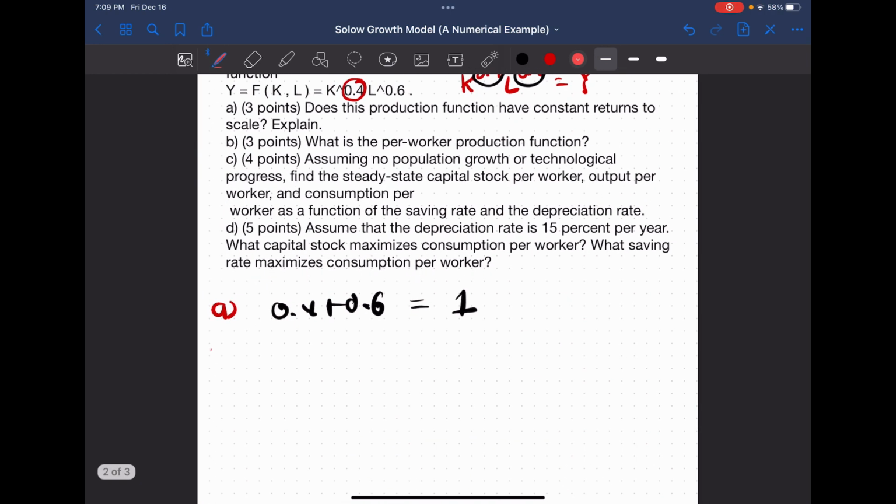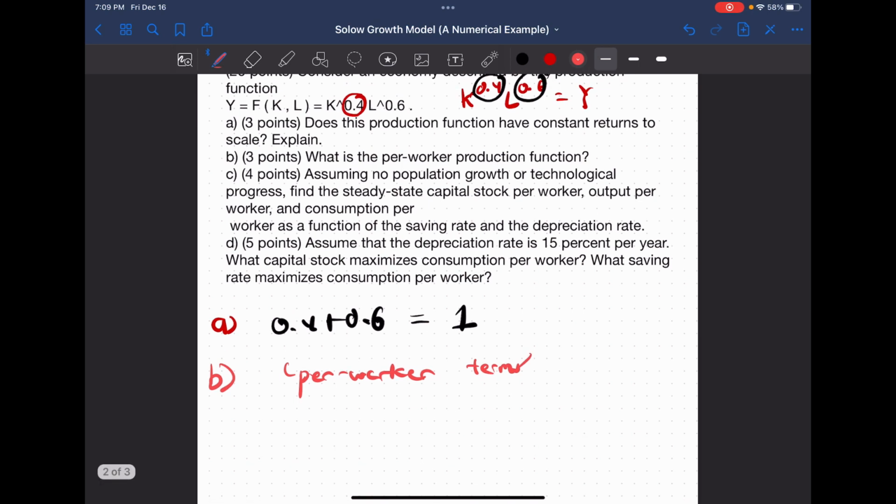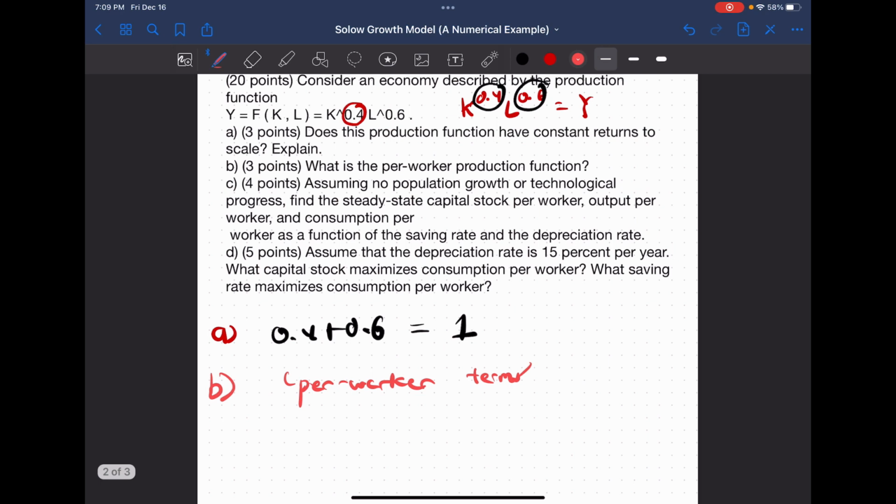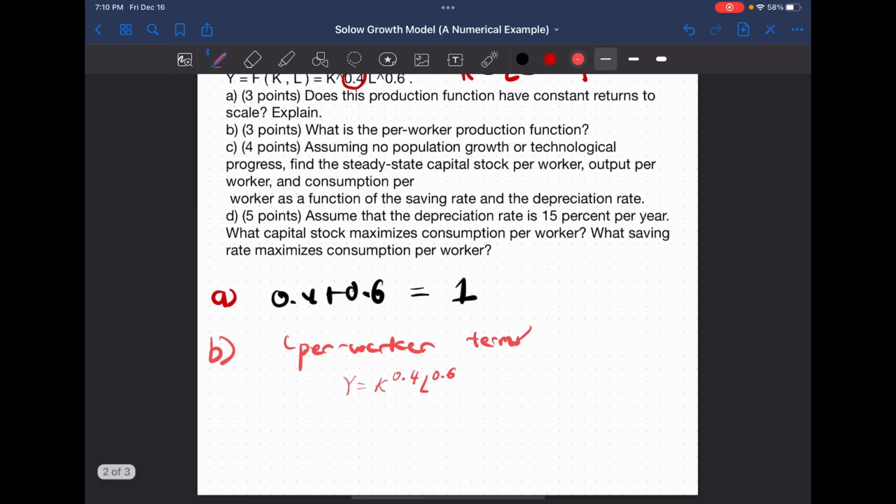And now B, what is the per worker production function? First, remember that in the Solow model, everything is in what you call per worker terms. So now let's find the per worker production function. Our production function has the capital share of income at 0.4, and the share of income of labor is 0.6. That is from the question above.